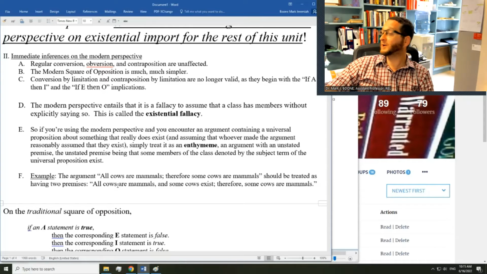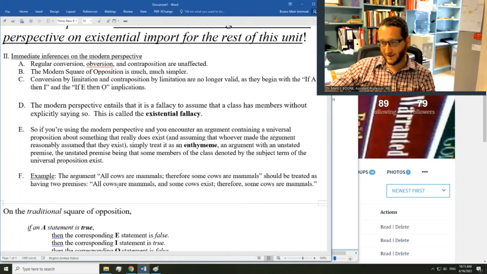But also, even if you're a modern, when you're working with someone who's talking about something that exists, where everyone can reasonably be assumed to be assuming that those things exist, you know, all politicians are liars, therefore some liars are politicians. If someone makes that inference, don't say existential fallacy, you idiot. No, don't be a jerk, and don't be unreasonable. What you need to do is just recognize that they're reasonably assuming that politicians exist, and it's an unstated premise in their argument. So just make it stated.